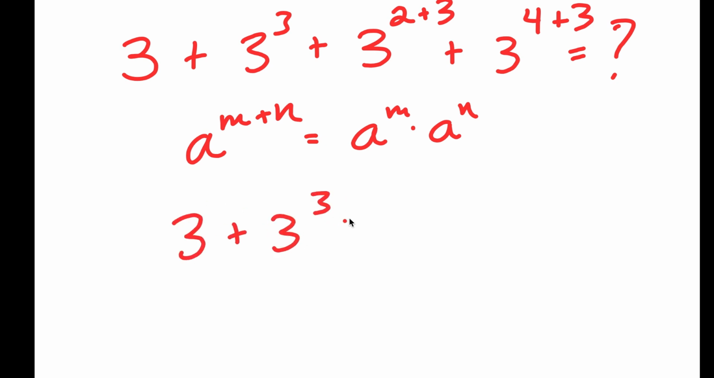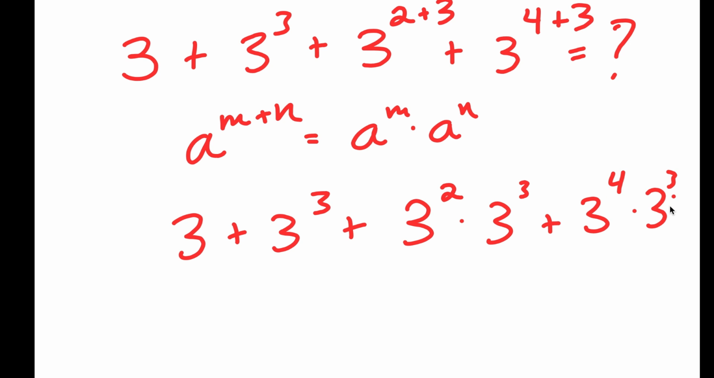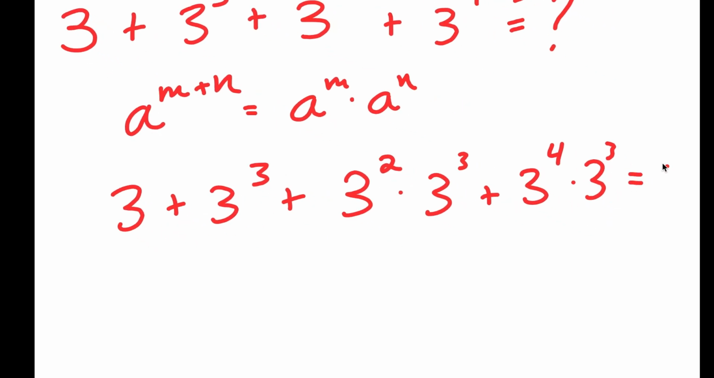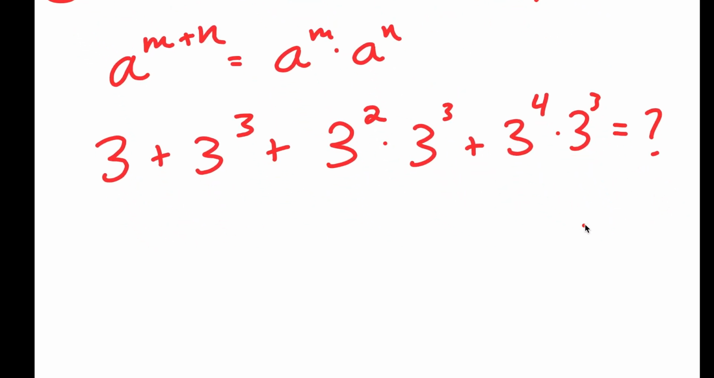So this doesn't apply to these two terms, but 3 to the power of 2 plus 3, I can write that as 3 to the power of 2 times 3 to the power of 3. And 3 to the power of 4 plus 3, I can rewrite that as 3 to the power of 4 times 3 to the power of 3. And now from here, I'm going to factor out 3 to the power of 3.